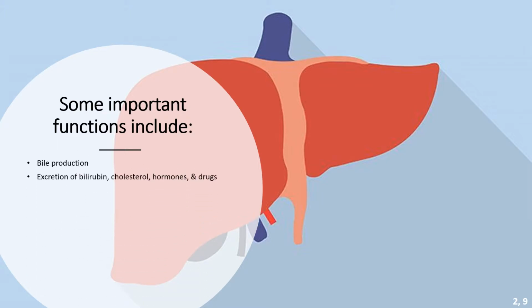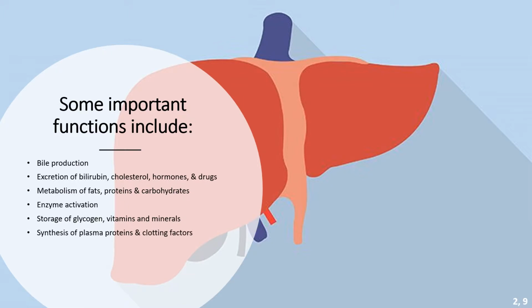Some of the well-known functions include bile production, excretion of bilirubin, cholesterol, hormones, and drugs, metabolism of fats, proteins, and carbohydrates, enzyme activation, storage of glycogen, vitamins and minerals, synthesis of plasma proteins and clotting factors, blood detoxification, and it also provides energy to other tissues mainly by exporting glucose and ketones for oxidation and energy in the peripheral tissues.